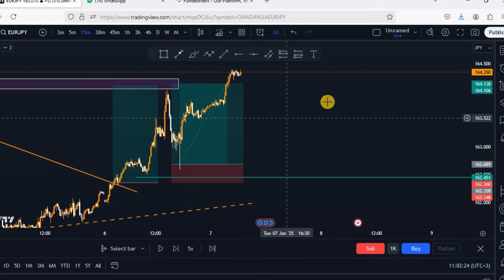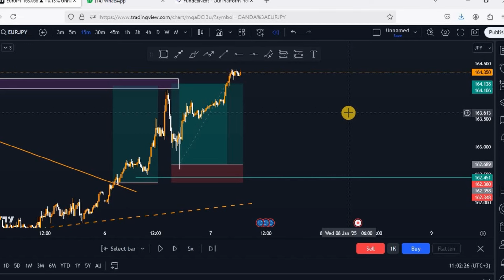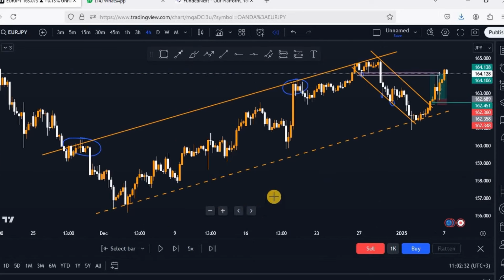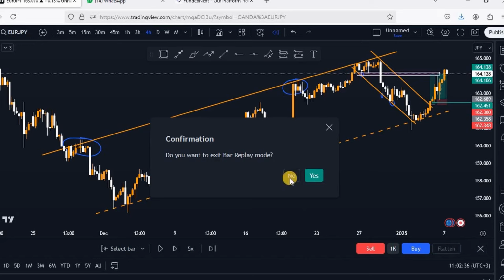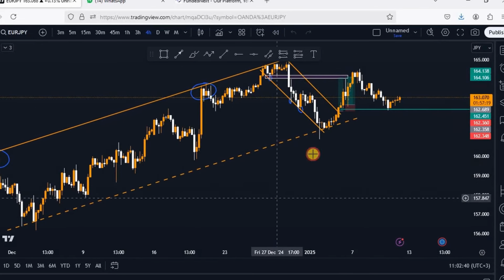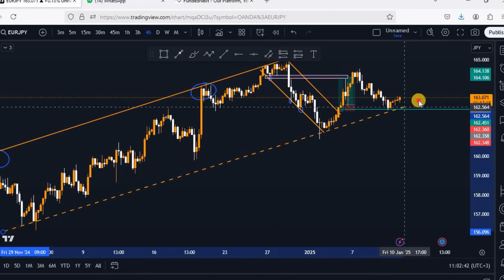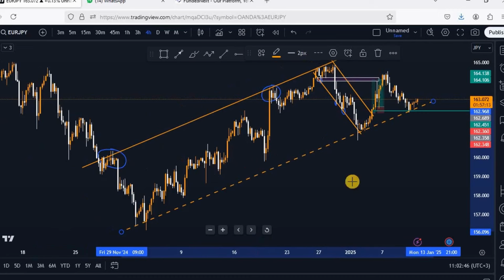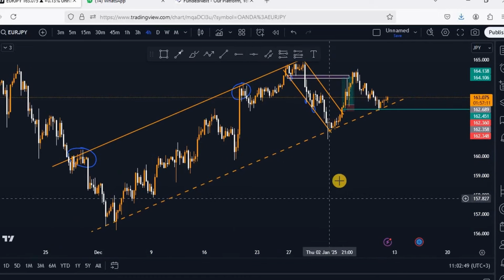The TP was hit, but today I want to show you something. I want to leave you with something you can learn. What is next for this pair? Let me show you what is next. Right now, the market is sitting still at this line, and it's showing a strong buy. It's a strong buy, but I'll be watching it.